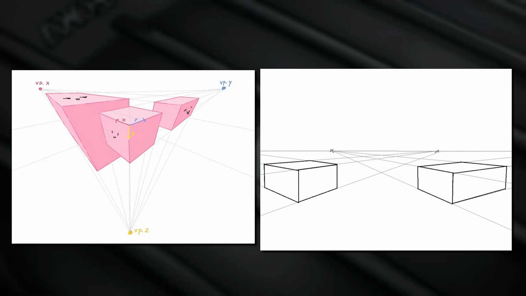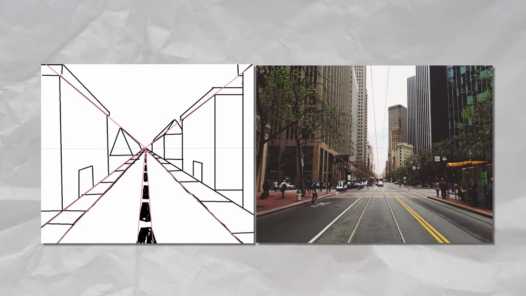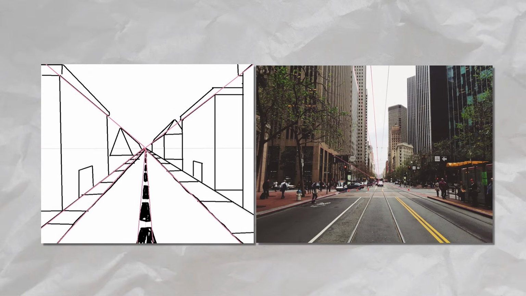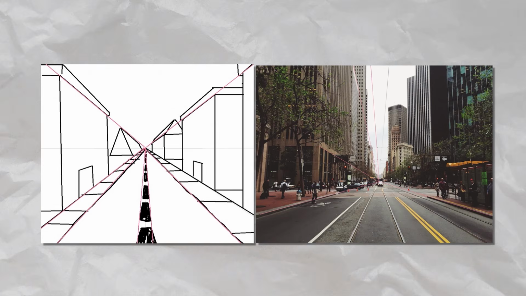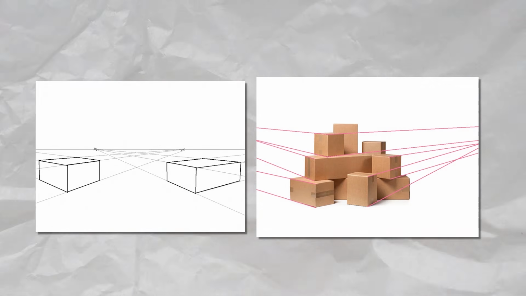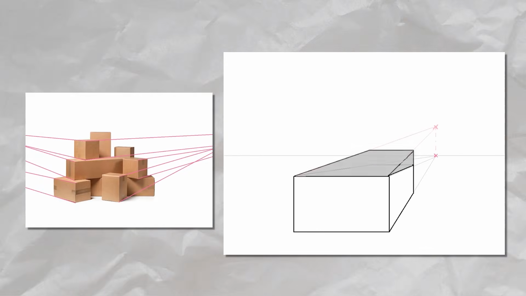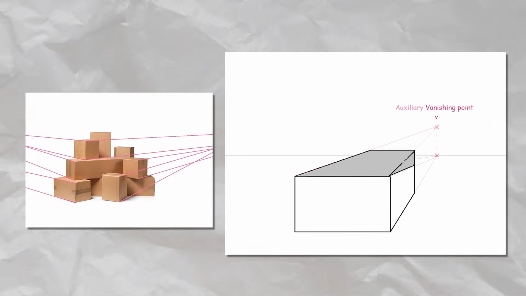Of course, keep in mind you might encounter multiple sets of vanishing points. If multiple objects or lines share the same orientation, like these buildings here, their parallel lines meet at the same vanishing point. But if they don't share the same orientation, like these boxes, then they'll all have different directions, each with their own set of additional vanishing points. Additional vanishing points, aside from the main one, are usually referred to as auxiliary vanishing points.